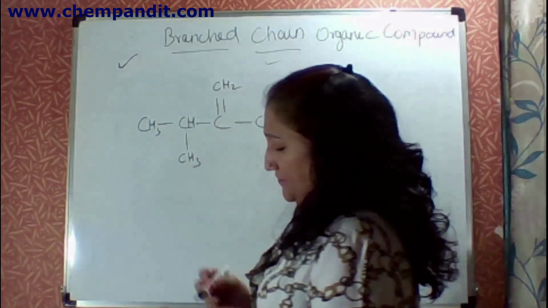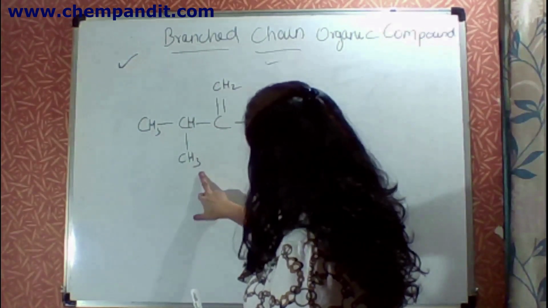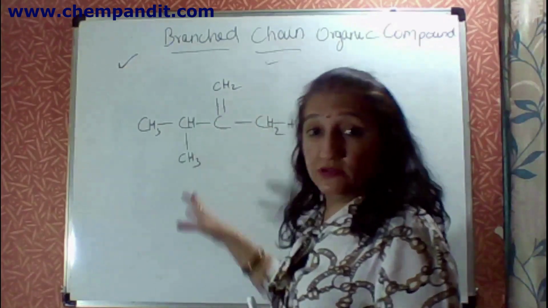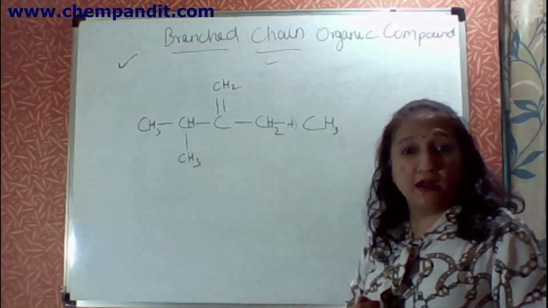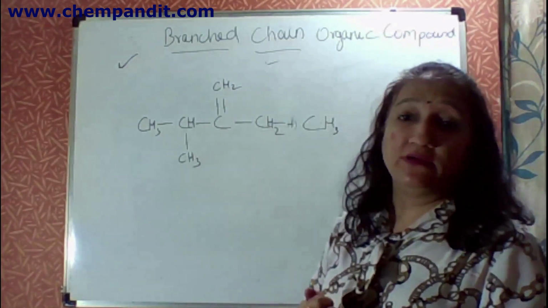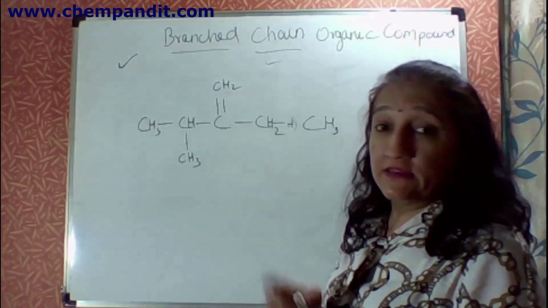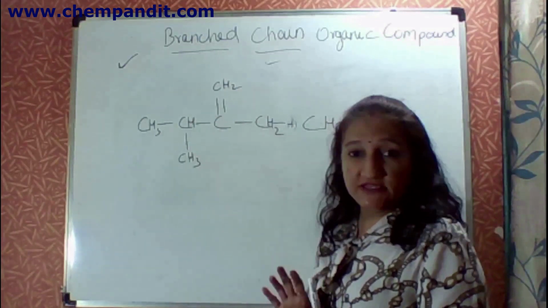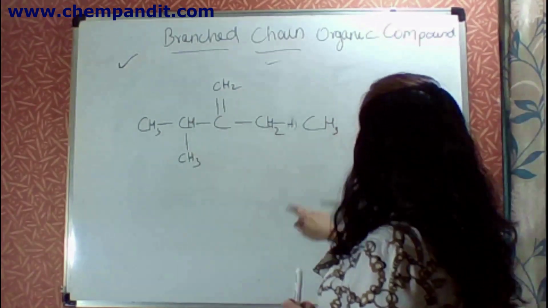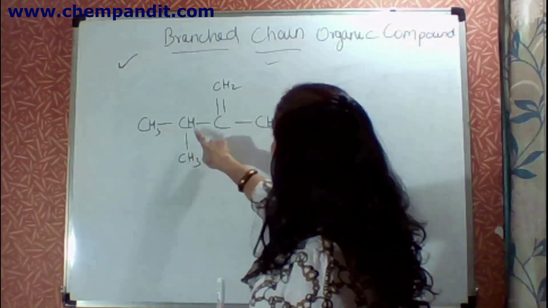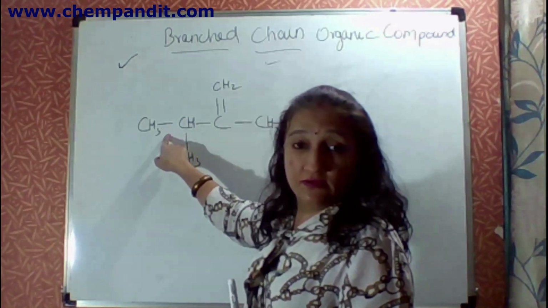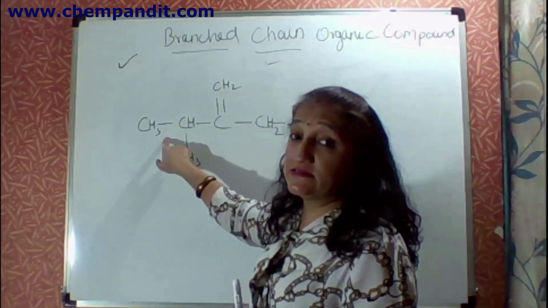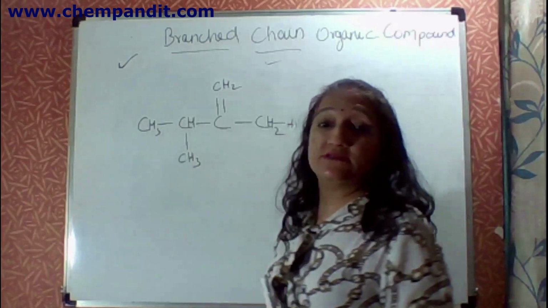Suppose we have a substituent and a double bond, both present in the organic compound. Then how will you name this compound? The first rule is to identify the longest carbon chain, right? Longest carbon chain should be this 1, 2, 3, 4, 5, right? But this is not the correct sequence.